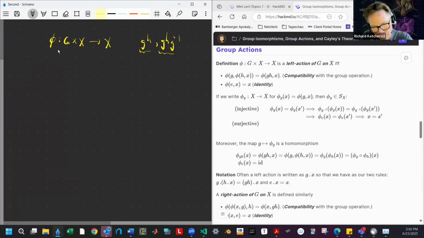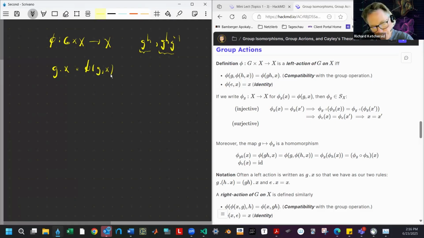Sometimes it's just a set X, and our interesting application below will be that specific thing. In terms of notation, we like to think of it like an operation on X. So we'll write g dot x in place of this more complicated phi of g, x.